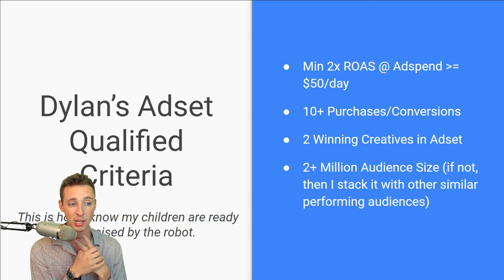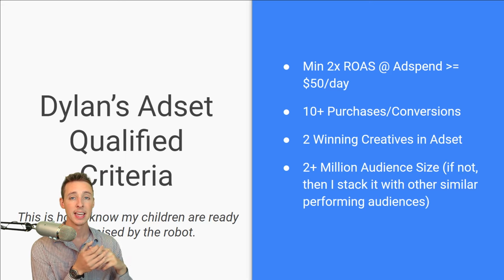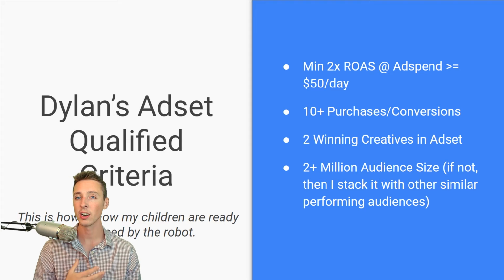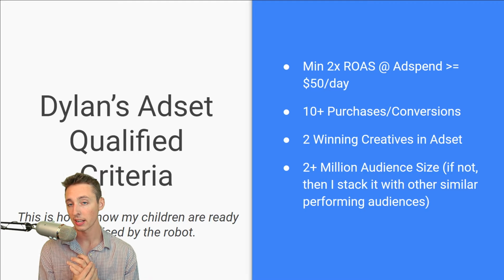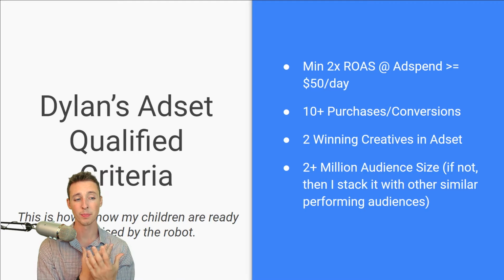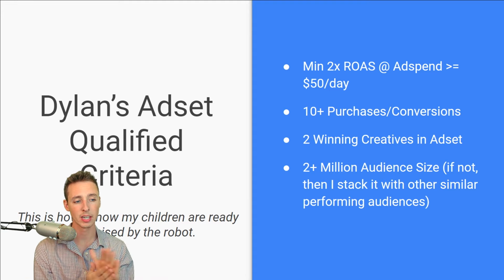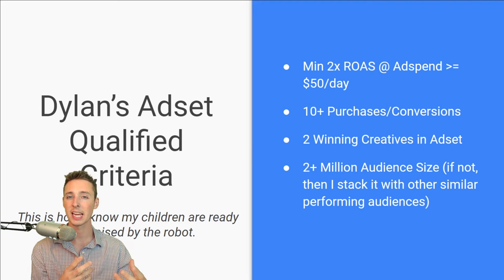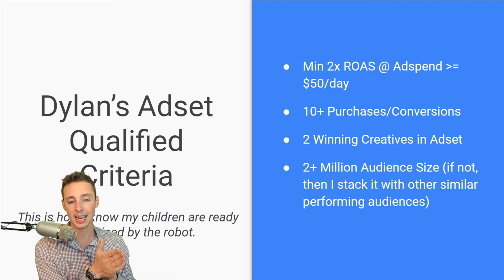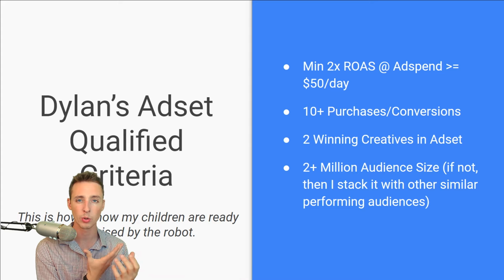Next up, a 2+ million audience size. And I know if you're doing lookalikes in Canada, New Zealand, Australia, United Kingdom, it's going to be smaller. So how do you get over that hurdle? I stack them. So basically, I'll take very similar looking audiences. So let's say I have a 1% audience, or let's say a 0 to 2% in the UK and a 0 to 2% in Canada that are performing very, very close to one another.